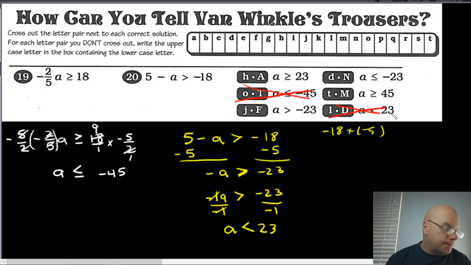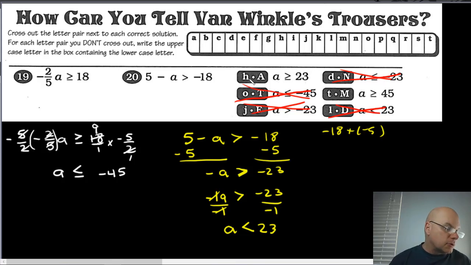You may have already done 17 and 18. If you haven't already done 17 and 18, the answer to 17 is a is less than or equal to negative 23. The answer to 18 is a is greater than negative 23. So you could check your work on those based on the answers I just revealed.